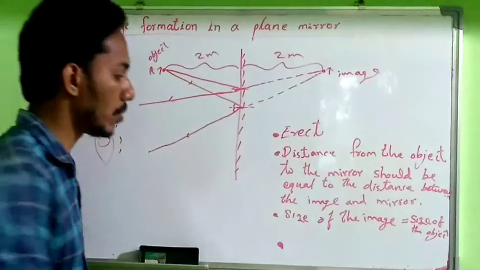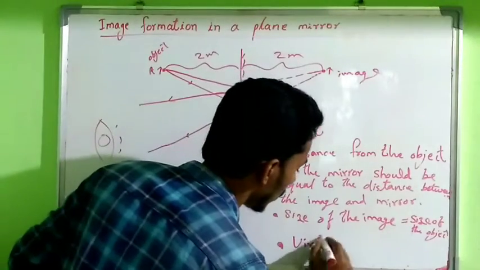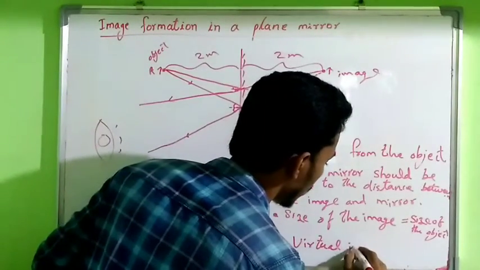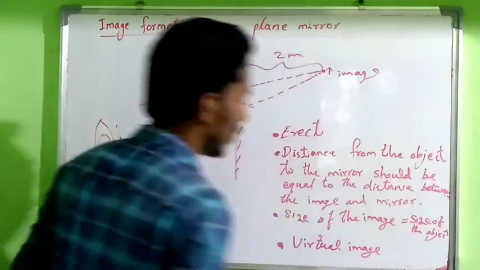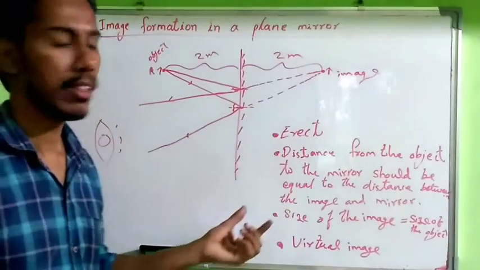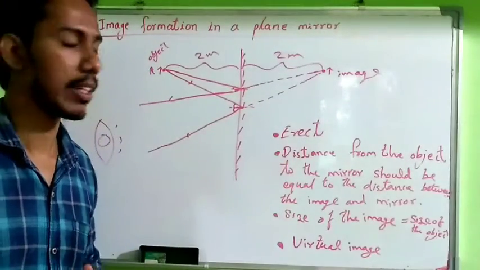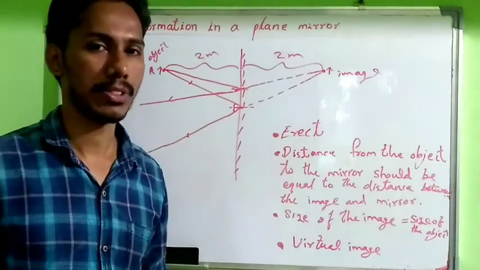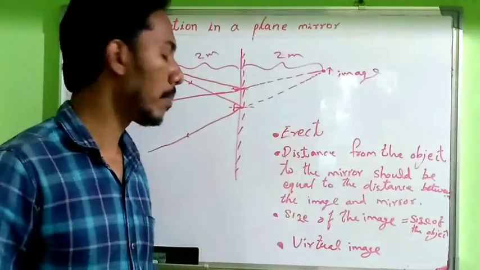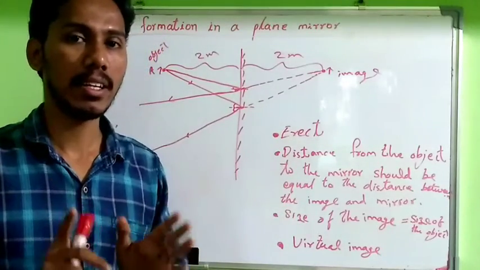That is known as virtual image. Okay, virtual image. We cannot get this object onto a screen. That is what is meant by virtual image. These are the properties produced by a plane mirror.